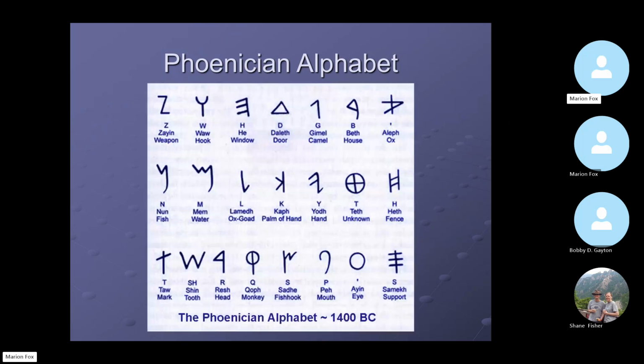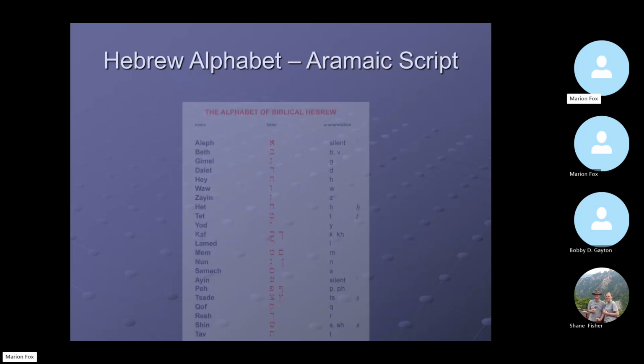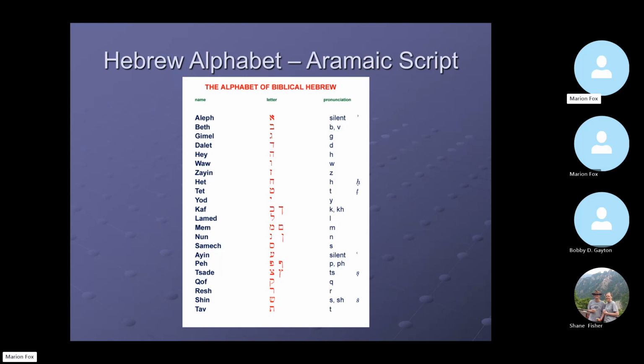Phoenician alphabet, there's your alphabet, and that's some of the things they represent. This is approximately 1400 BC. About 1450 BC, the children of Israel come out of Egypt. Approximately 1450 is where I date it. That's what is the script. Here's the alphabet in the Hebrew alphabet today. This is the Aramaic script.